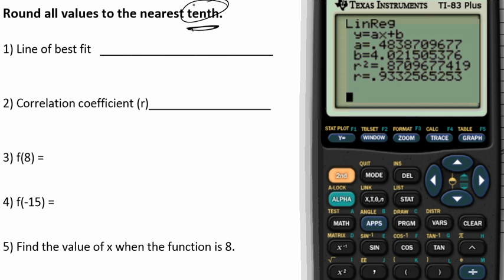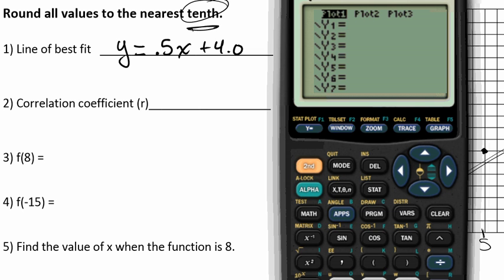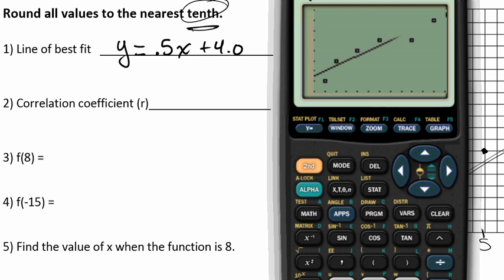So it looks like the line of best fit is y equals, again, A was 0.5x, and B is 4.0, so plus 4.0. Now, I want to graph that on top of my data just to take a look at it. So I press y equals, and I hit 0.5x plus 4.0. And when I go ahead and graph it and take a look at it, I see this line, and it fits very nicely with my data set. In fact, it's perfectly over it.